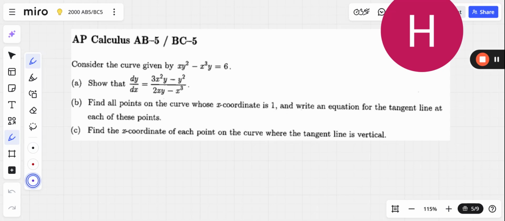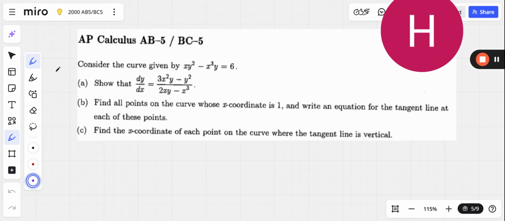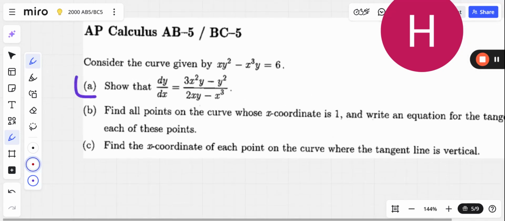Okay, let's get started. So we're given a curve, not a function, but a curve, which is mapped out by the following equation: xy squared minus x cubed y equals 6. They want us to first show, emphasis on the show, that dy/dx is (3x squared y minus y squared) over (2xy minus x cubed).